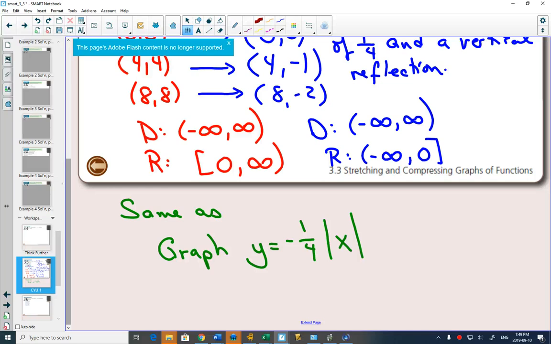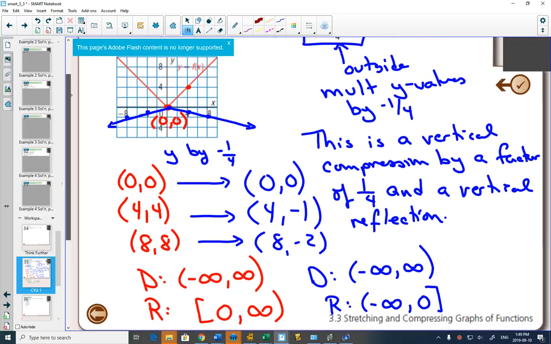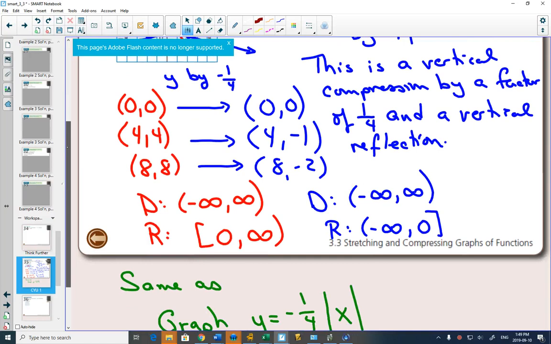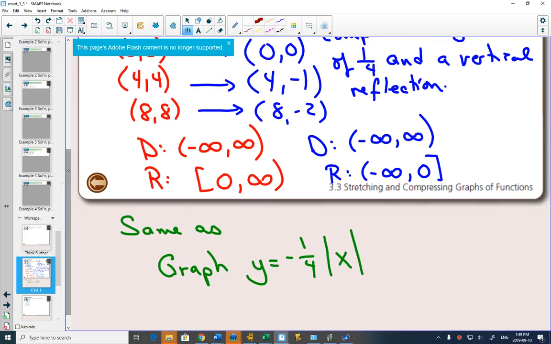If you had this question, you would have to say, first of all, I can quickly graph the red graph. I know what points are on there. I know what shape it is. And then I could take points and see what happens to them. In this case, the y coordinates are multiplied by -1/4. Then draw your graph afterwards.